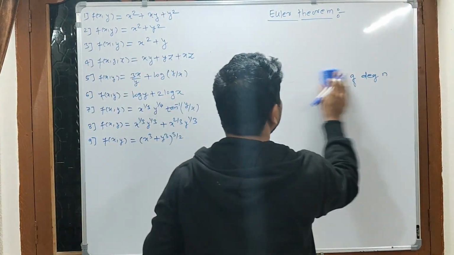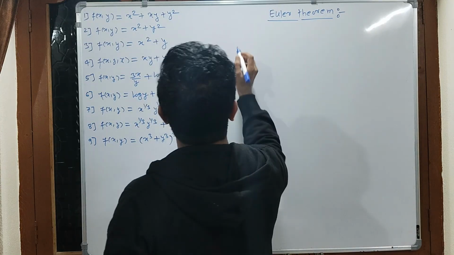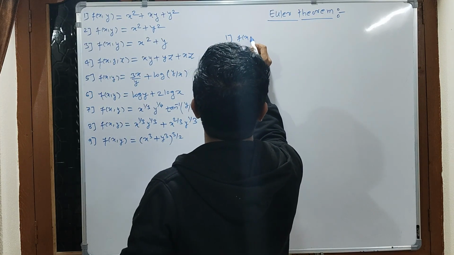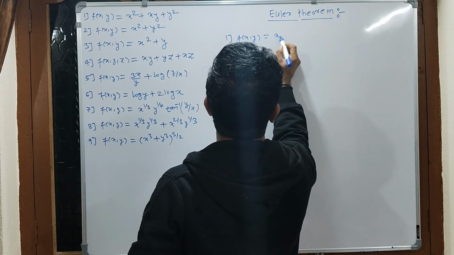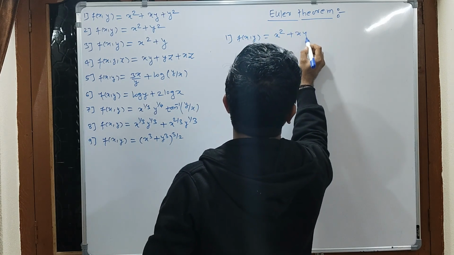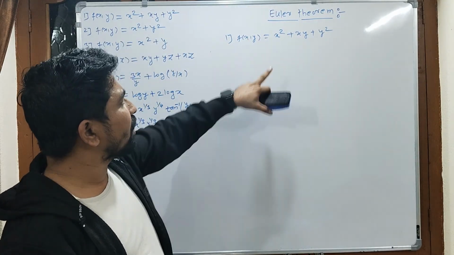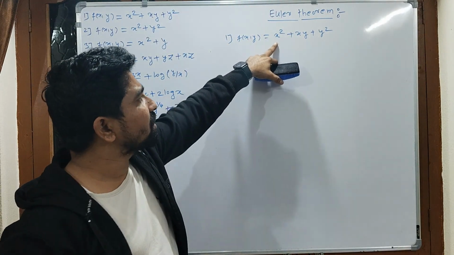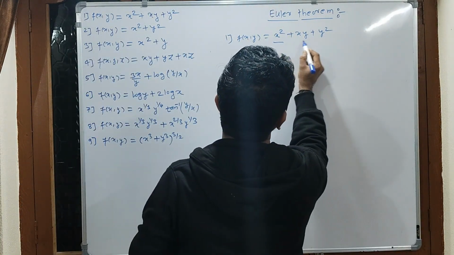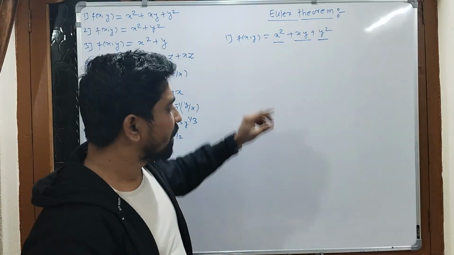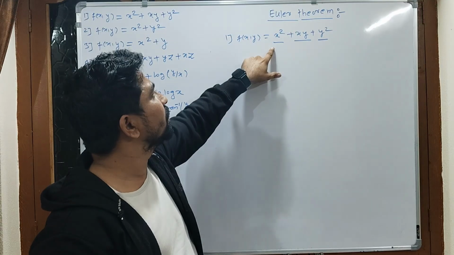So I will show this with the help of an example. My first example is f of x comma y equals x square plus x y plus y square. First observe one thing: this is my first term, this is my second term, and this is my third term, and the degree of my first term is 2.